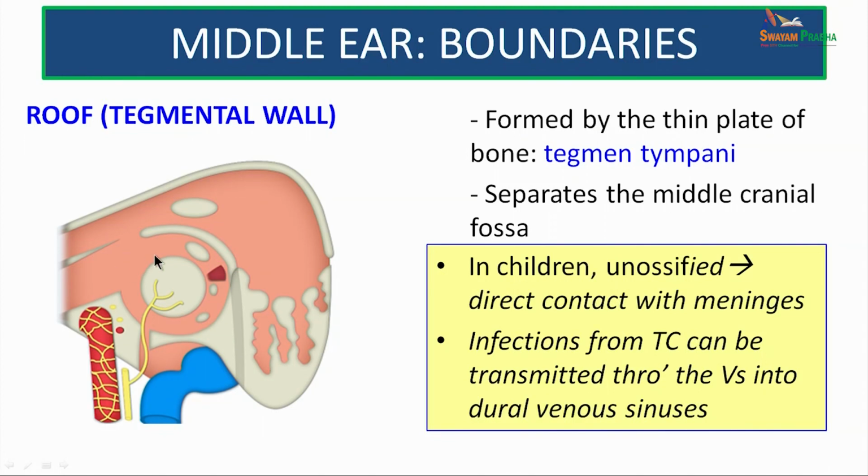In adults, sometimes there is a drainage of the middle ear into the dural venous sinuses, so much so that the infection from the middle ear can directly pass on into the dural venous sinuses through the transmitting veins.